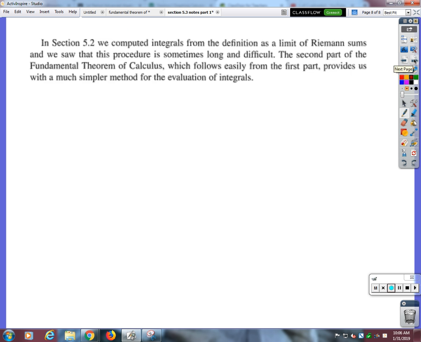Okay, in section 5.2 we computed integrals from the definition as a limit of Riemann sums, and we saw this procedure is sometimes long and difficult. The second part of the fundamental theorem of calculus, which we will get to tomorrow, follows easily from the first part. Mason is already on top of it. We just have to kind of sort that out in your brain a little bit. It provides us with a much simpler method for the evaluation of integrals. But we will talk about that tomorrow. So I'm going to give you guys just a few problems to work on.